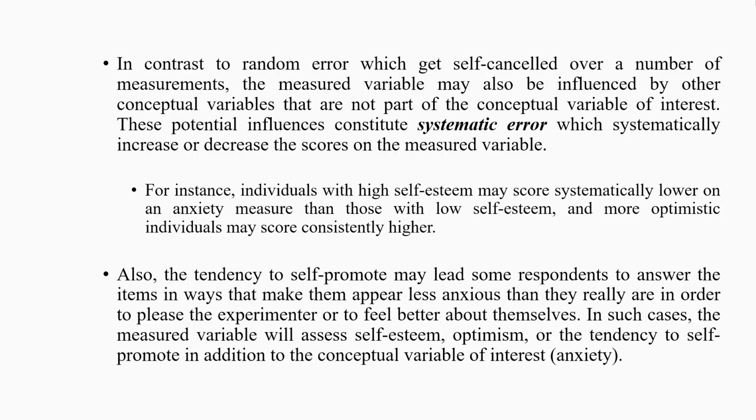So, for example, let us take this example: individuals with high self-esteem may score systematically lower on an anxiety measure than those with low self-esteem, and more optimistic individuals can be expected to score consistently higher. What you are basically trying to do is measure anxiety, and anxiety is the dependent measure. If you have not measured or controlled for self-esteem, then it can produce a systematic variance or a systematic error in the way your participants are responding to your scale.